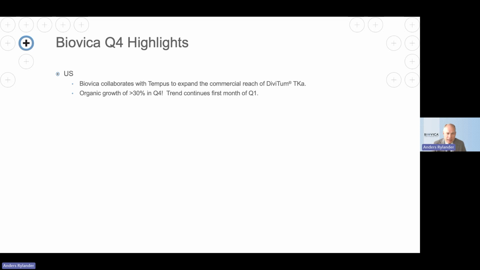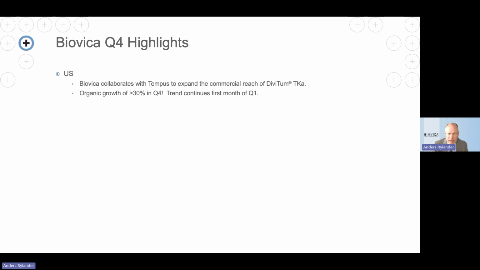During or slightly after the close of the fourth quarter, we announced a collaboration with Tempus, and that is a great opportunity for us to expand the commercial reach, adding the product to the sales force of Tempus. And I'll get into the details about that collaboration, how it's structured.